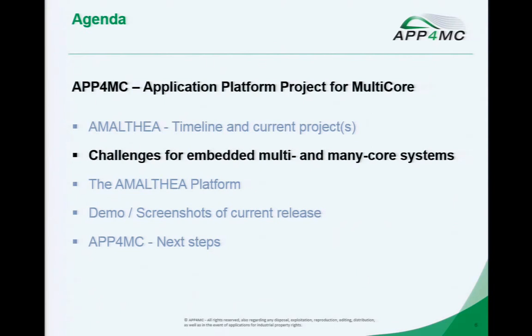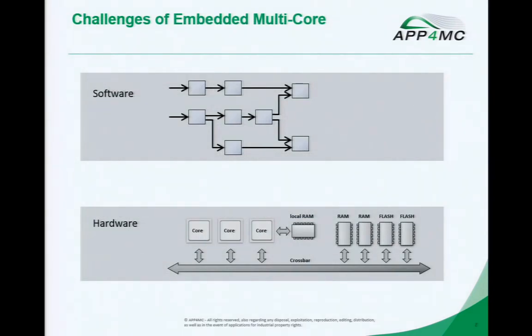Now, why did we start this project at all? So, what are the challenges in embedded multi-core systems? I tried to describe it in that picture. So what we have to describe is software and hardware, the software structure and the hardware structure on a good level of abstraction that matches our challenges here. So you can see the software as these blocks that are related to each other. So that can be a data flow, synchronization, but in any case, it's a sequence of execution.